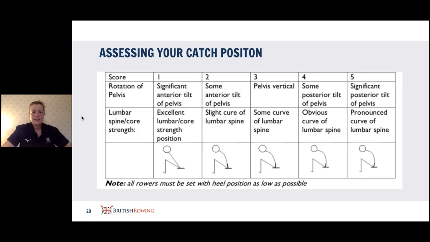So just in terms of actually assessing your catch position, this little table is within the rower development guide, and you can score yourself 1 to 5 at where you are at the moment. So again, looking at that rotation of the pelvis and looking at the lumbar spine and core strength. Equally, depending on what position you're able to get into, what happens to that position when it's under load? Does it change when it's under load? So are you able to get into a nice position, and then as soon as you take a stroke, as soon as you push through your feet, does that load change? So looking at that as well.